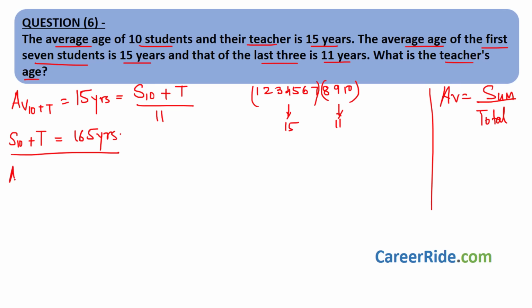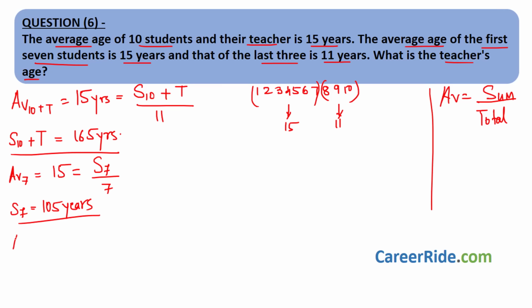So, what we will write? Average age of the first 7 students is 15 years, that is nothing but the sum of the ages of the 7 students divided by the total number of students. Here we are taking the average of 7 students, so the total number of students would be 7. So, the sum of the ages of 7 students will be 15 into 7, that is 105 years.